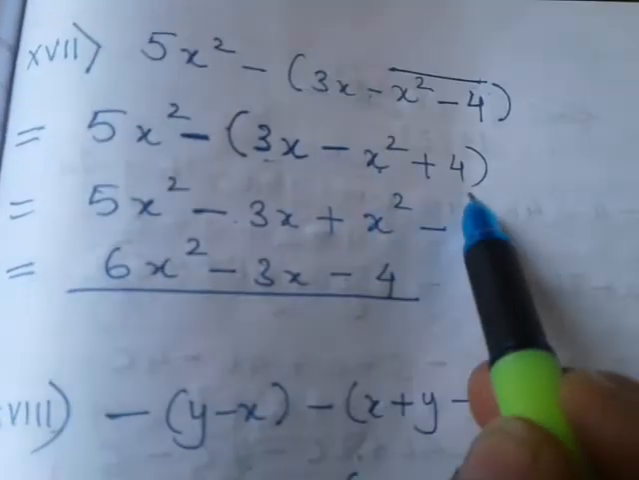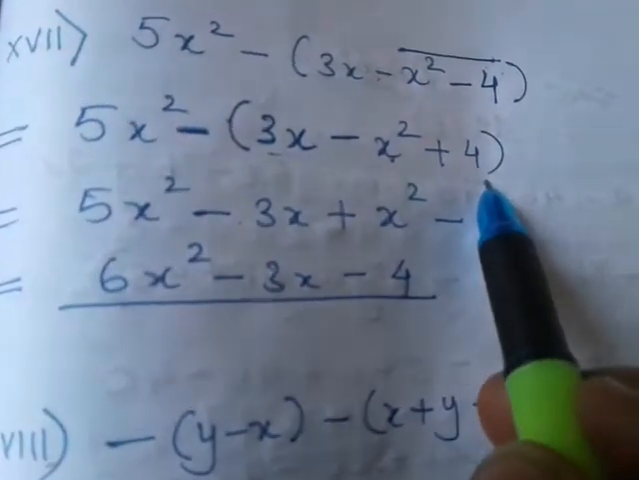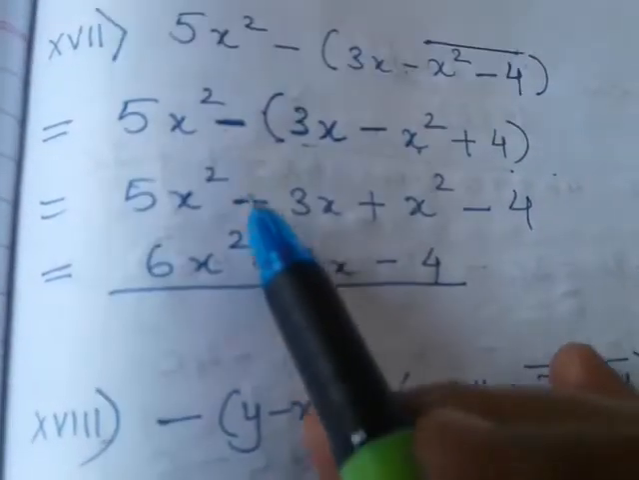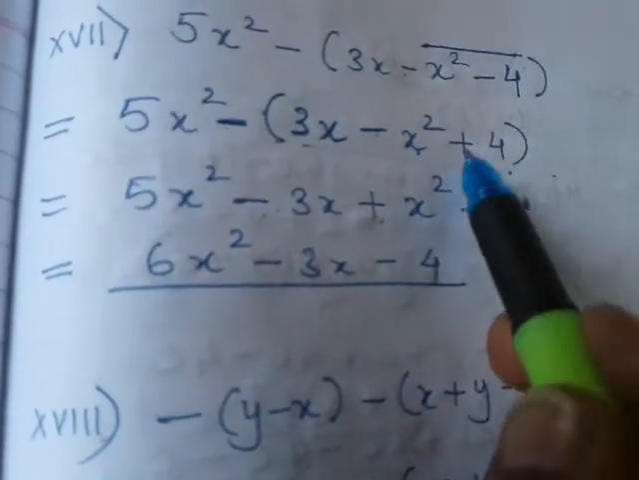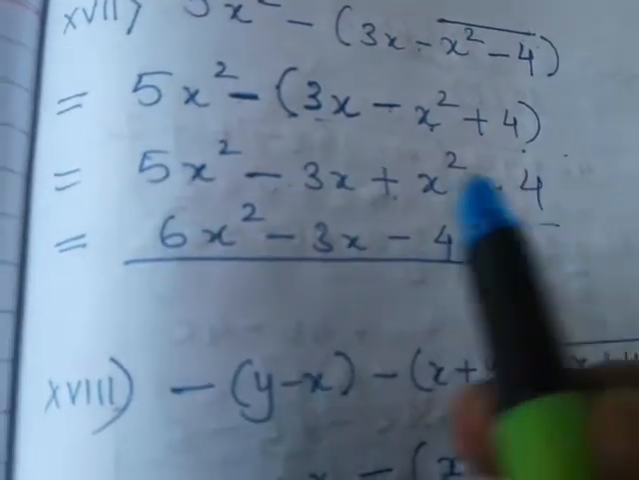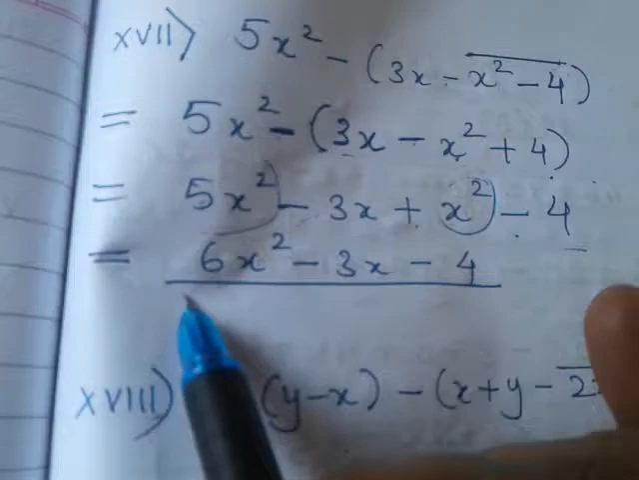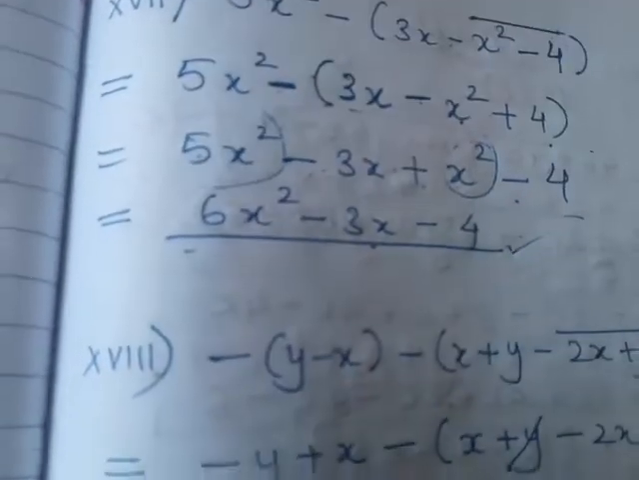Now first check whether like terms are there inside. No, like terms are not there. So before the bracket minus is there, so inside all signs will change. Plus became minus, minus became plus, plus became minus. Now solve it. 5x square, now only these two like terms are there. 5 plus 1, 6. Minus 3x minus 4 as it is. Okay.